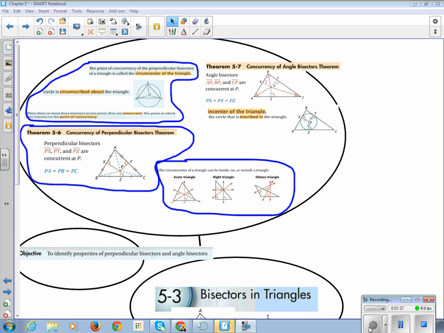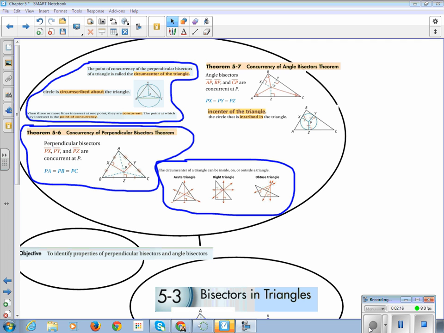So let's look at the definitions. The point of concurrency, which means where they cross, of the perpendicular bisectors of a triangle is called the circumcenter. So where your perpendicular bisectors cross is called a circumcenter. So I would definitely make flashcards for this, because knowing the difference between a circumcenter and an incenter is going to be very important because the two are different.